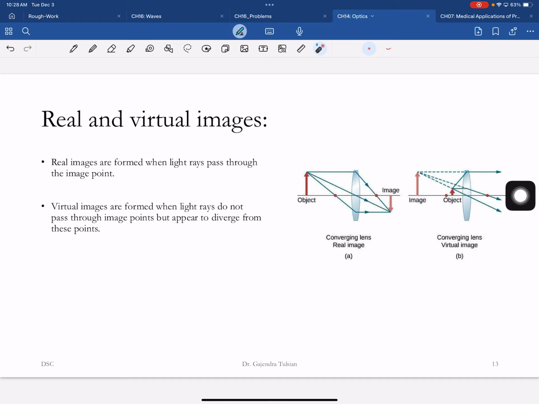You're using your finger to point, not the pointer itself, so you can't see what you're pointing at. All right, talking about which one.